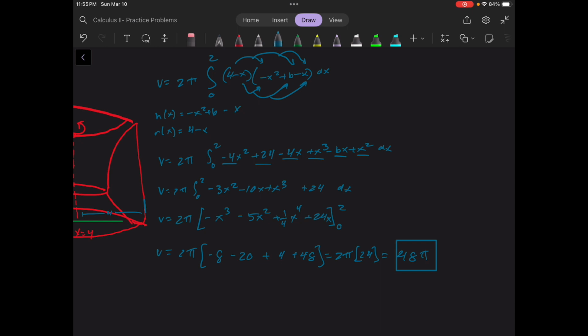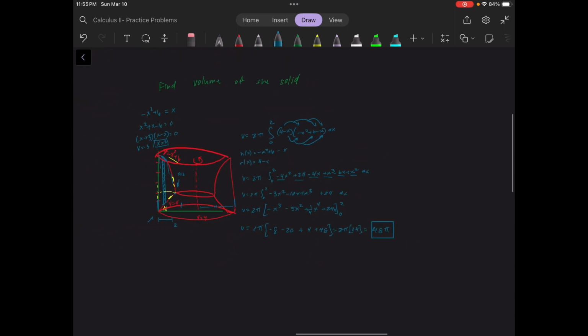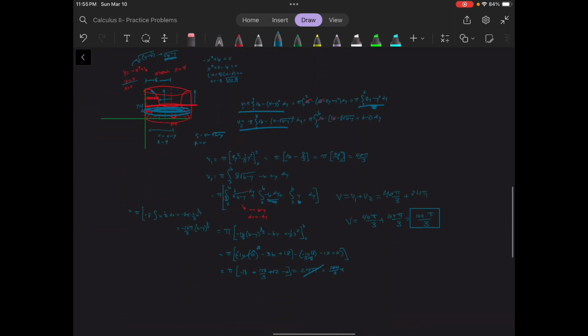But it didn't take us 15 minutes. It maybe took us half of that. It took us 15 minutes to do it with the washer method, which I copied in right here.